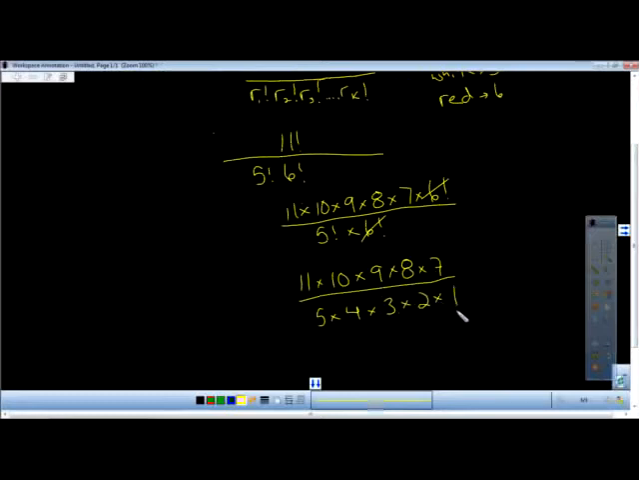So to cancel stuff out now, let's look at 10. 10 is the same as 5 times 2. 5 times 2 is 10, so I'm going to cancel out the 10 and the 5 and the 2. I don't think I can do that with anything else. So that's simplified as far as I can simplify it. So I have 11 times 9 times 8 times 7 in the numerator.